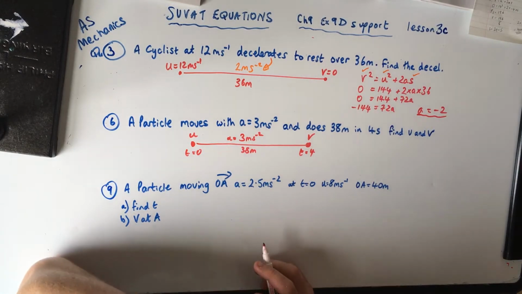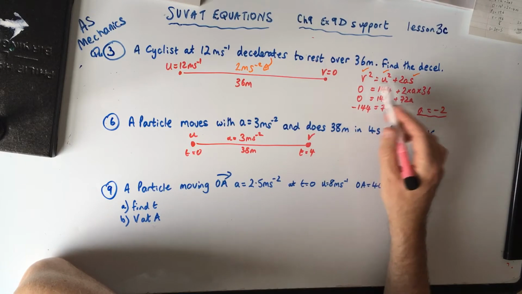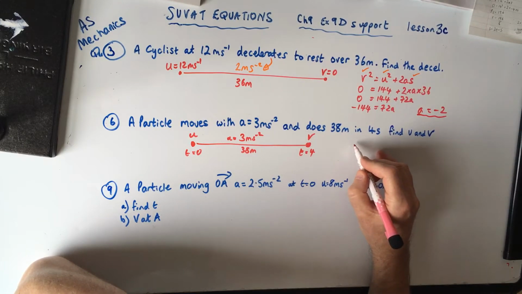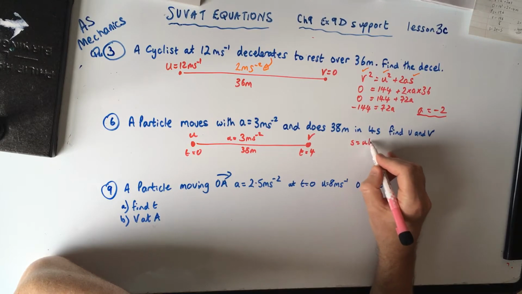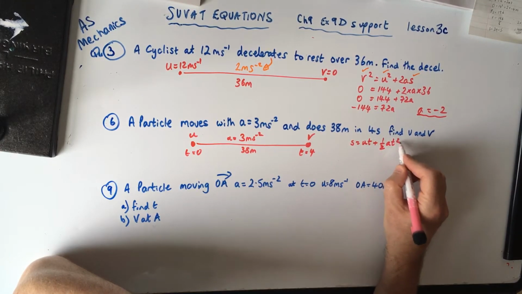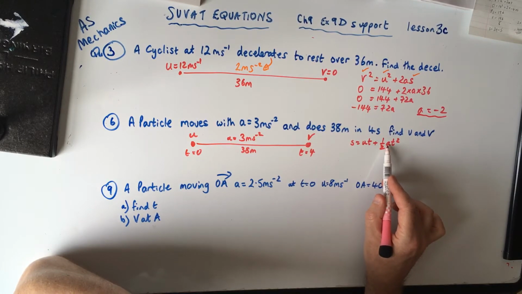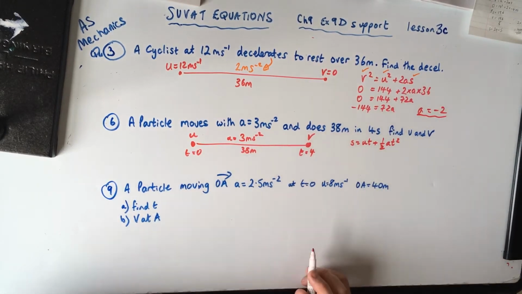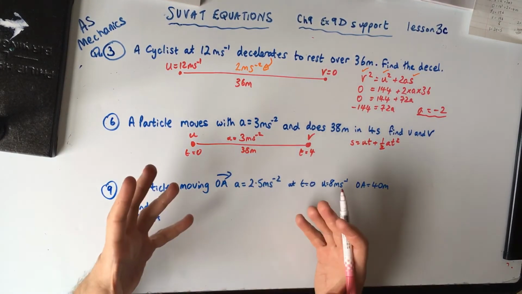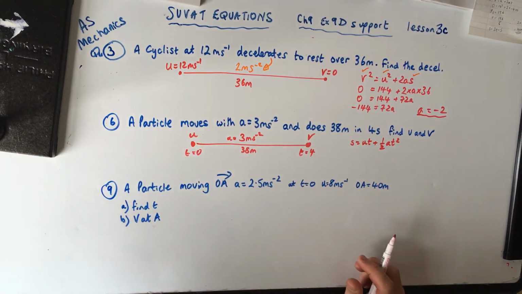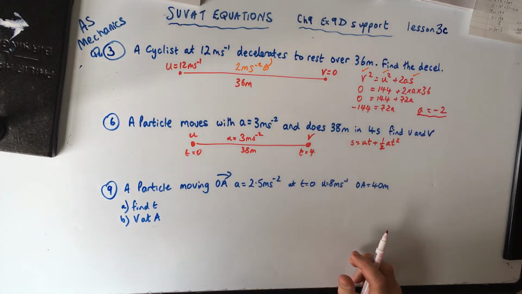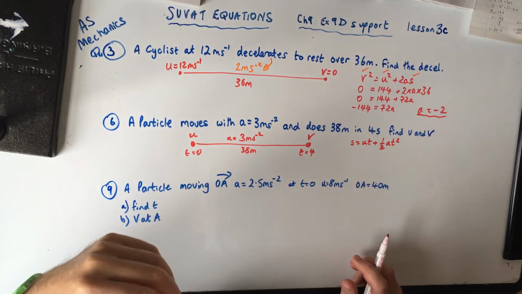So for this one, we don't want to use v squared equals u squared plus 2as, because there's 2 unknowns in there. So we're going to use s equals ut plus a half a t squared. We've got the time, we've got the acceleration, we've got the distance, so the only thing that we haven't got is u, so we can work out the initial velocity. And once we've got the initial velocity, we can then work out the velocity. Which one am I doing here, number 6? Yeah, I've just done that one wrong.